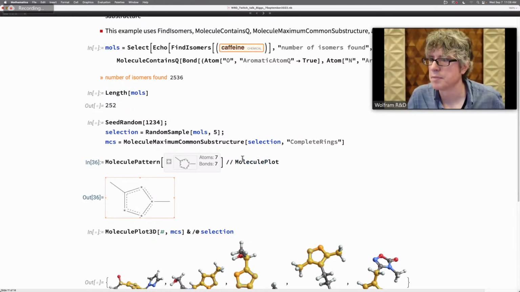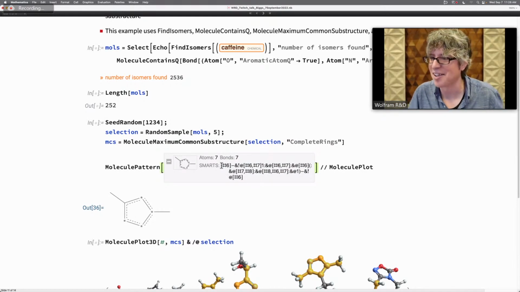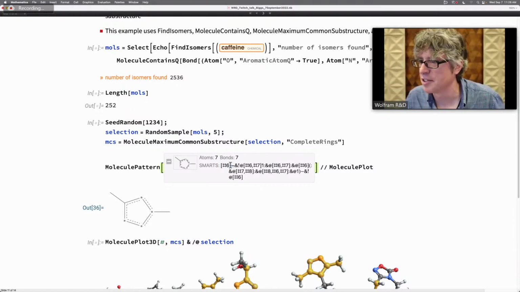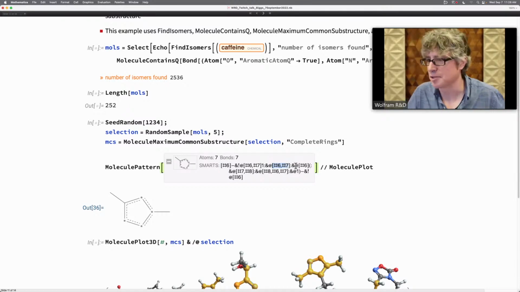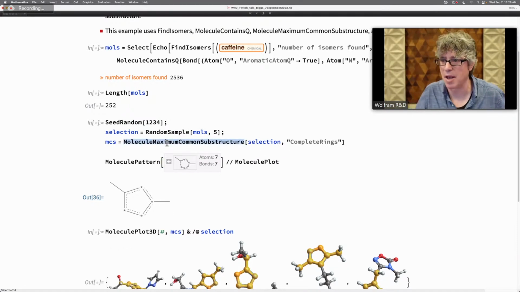Right. So this is the SMARTS for this particular molecule pattern, right? Again, this is any carbon atom, aromatic or not, that is bonded via a single bond, and that bond is definitely not an aromatic ring bond, to something that's bonded to either a carbon or a nitrogen that has an aromatic bond to another carbon or nitrogen. Yeah, so this is a very interesting SMARTS pattern. But this was what was returned by MoleculeMaximumCommonSubstructure.